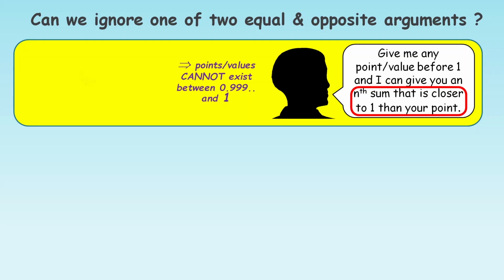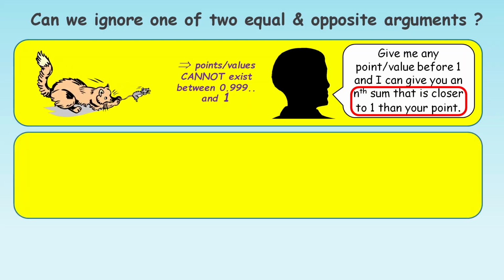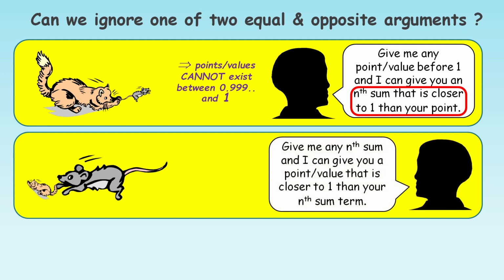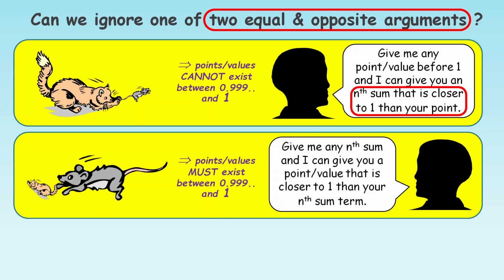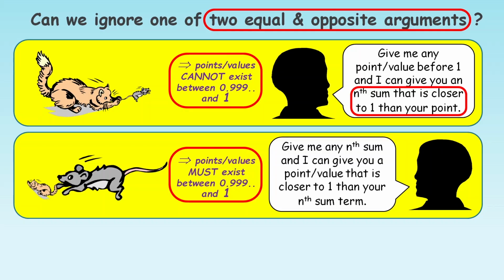But here we can use a cat and mouse argument, in which we can easily switch the roles of cat and mouse around by saying, you give me any nth sum and I can give you a point that's closer to 1 than your nth sum. And since this will work for all possible nth sums, points must exist between 0.9 recurring and 1. So these are two equal and opposite arguments. One implies there can't be any points between them, and the other implies there must be points between them.